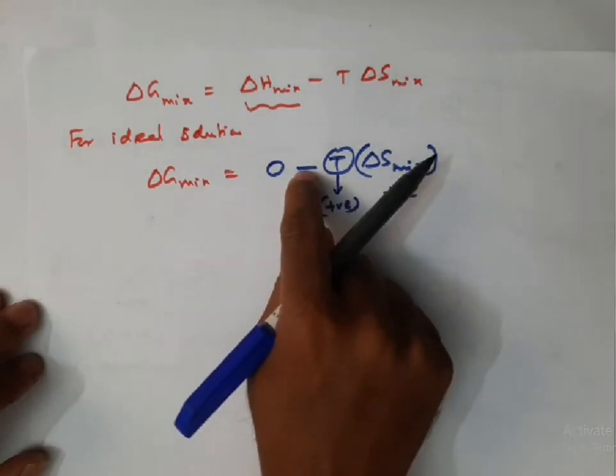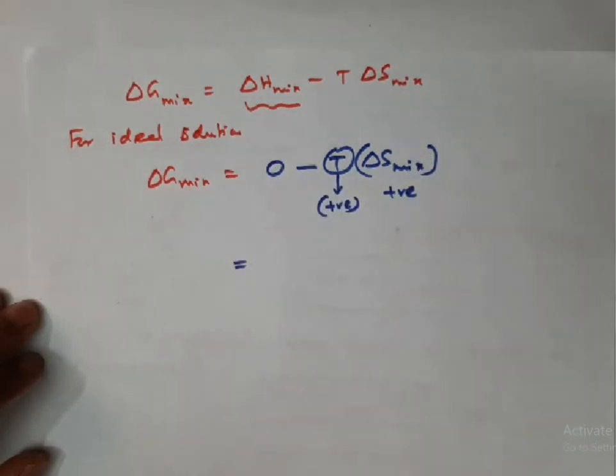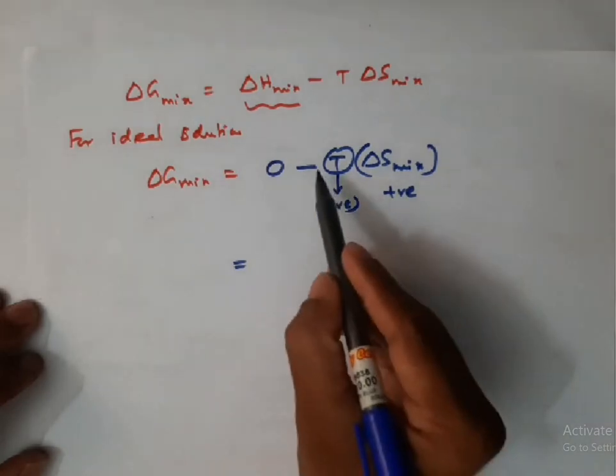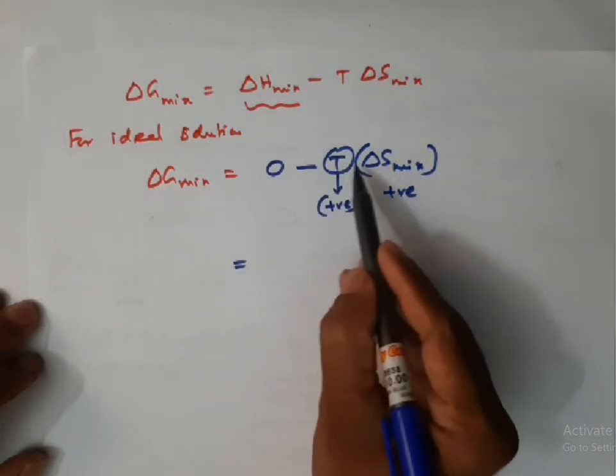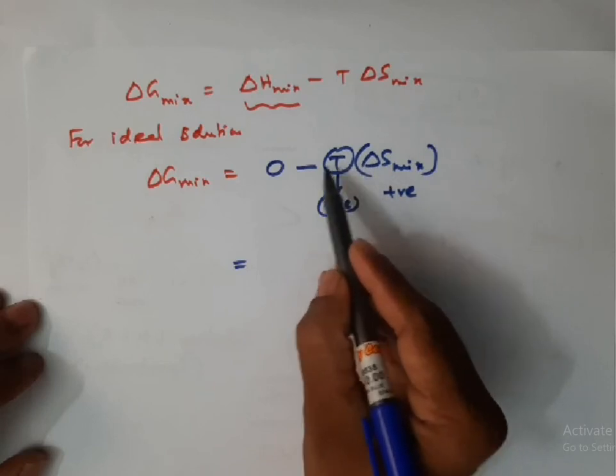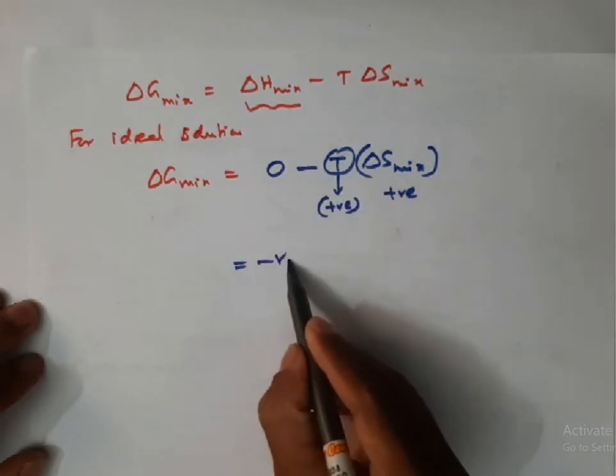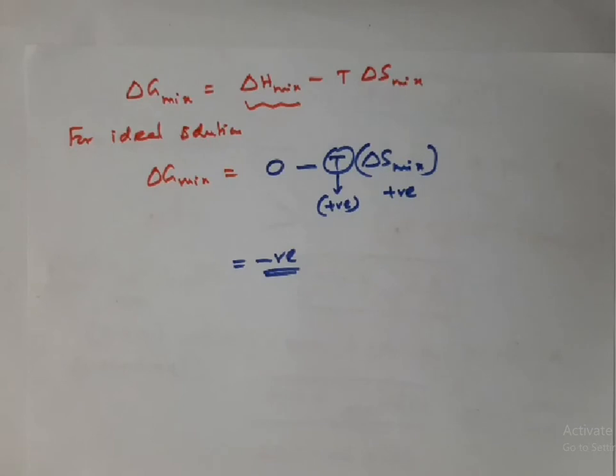Positive into negative is what we'll get? Here I have a negative sign. This is positive, this is positive. I have to multiply. Positive into positive is positive. Positive into negative is negative. Am I right? The overall is negative. Correct? Students, is this clear? Yes, sir.